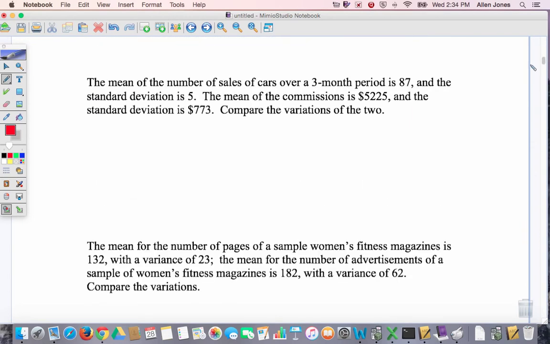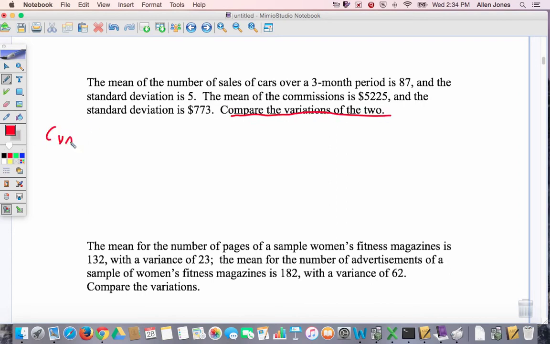First one you can see here says the mean number of sales of cars over a 3-month period is 87, the standard deviation of 5. The mean of the commissions is 5,225, the standard deviation is 773. Compare the variations of the two.